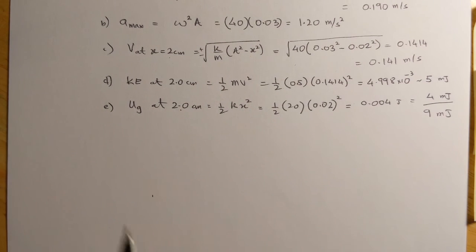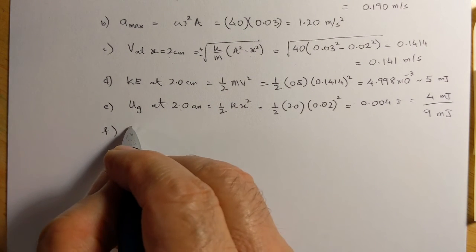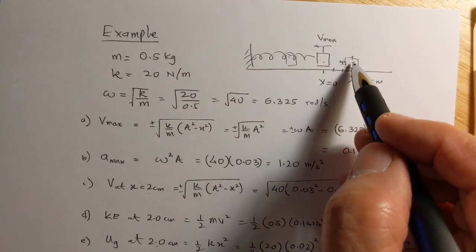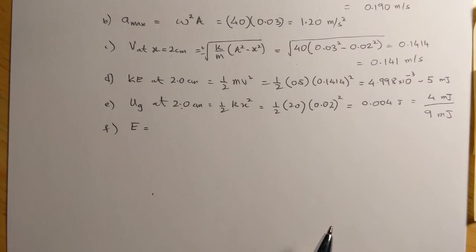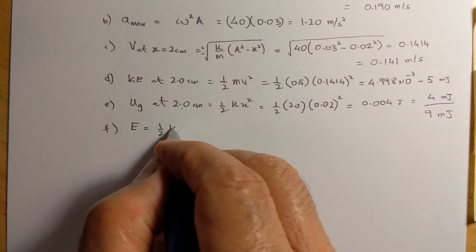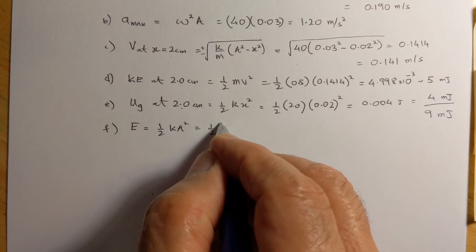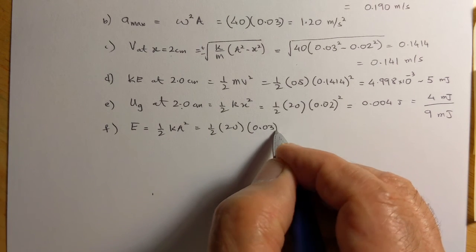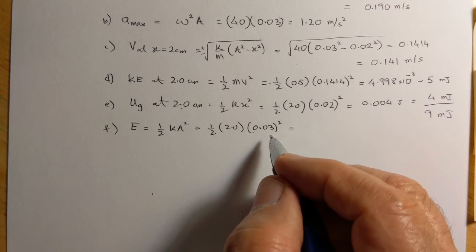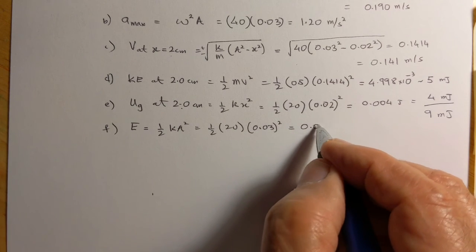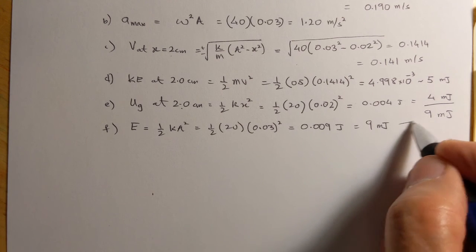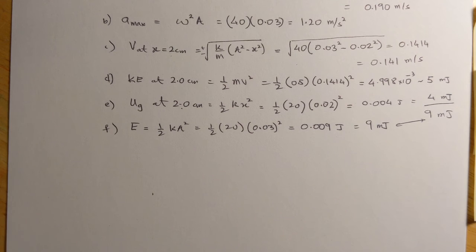Now let's see whether it does. So if we find the E, which is the total energy, half k a square, that's going to be 20, and the a is 0.03 square, and we saw that it comes out to 0.009 joules, which is 9 millijoules. So same as what we got from here. So that is the total energy.